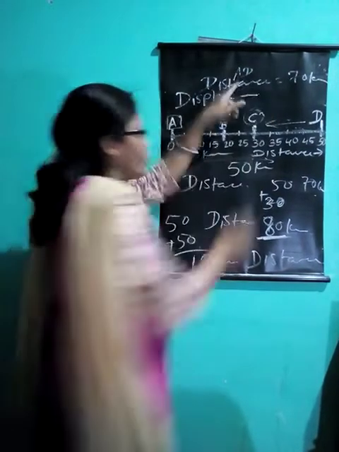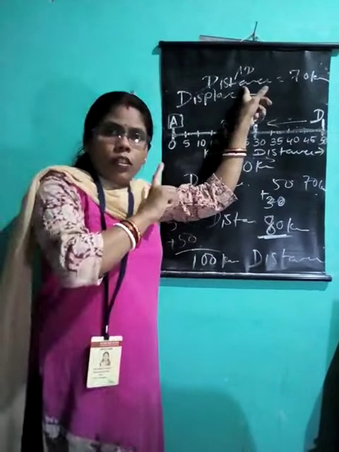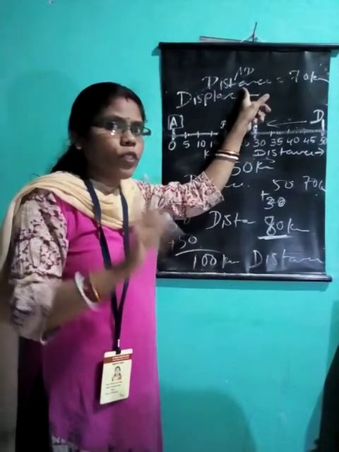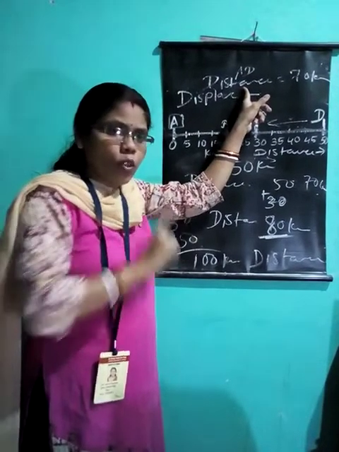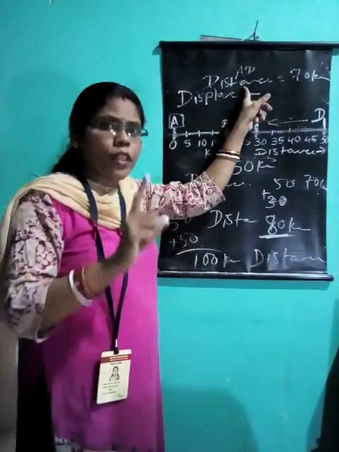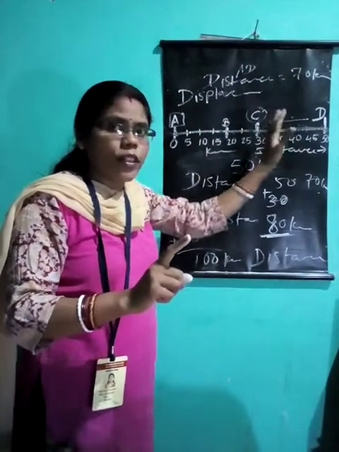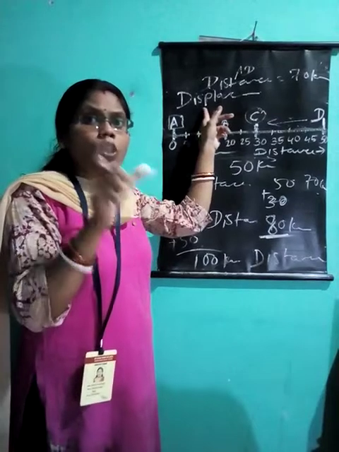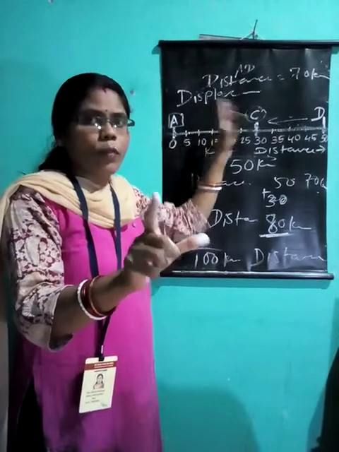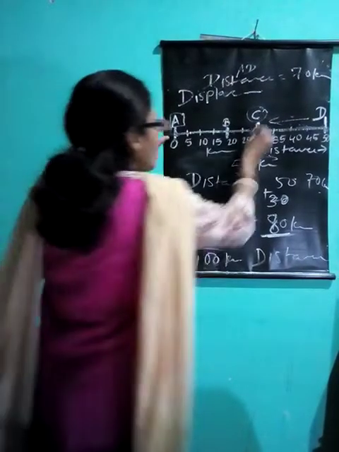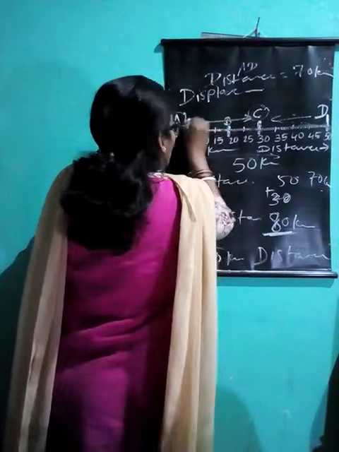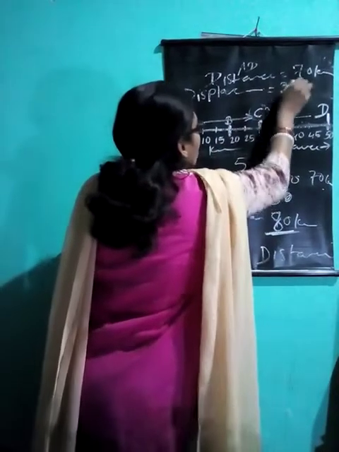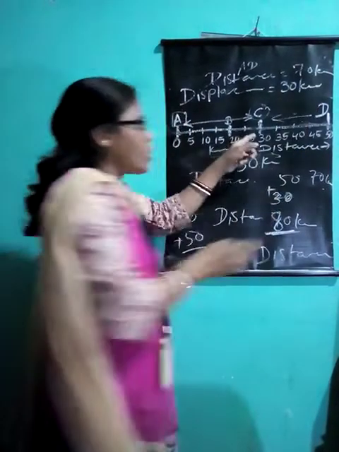See, here comes your definition. Distance is the total path covered by the object irrespective of the direction. Remember this. Total path covered by the object irrespective of the direction, means direction is not taken into consideration. Displacement is the shortest path or shortest distance covered by the object. So shortest distance, how much has it covered? It has covered up to here only. So it is 30 kilometers. The displacement is 30 kilometers.